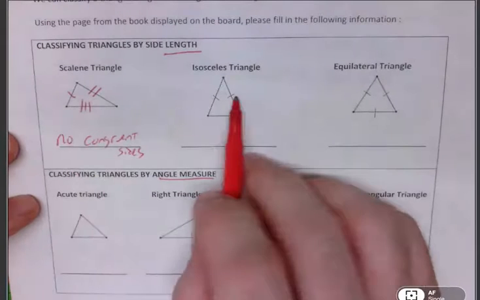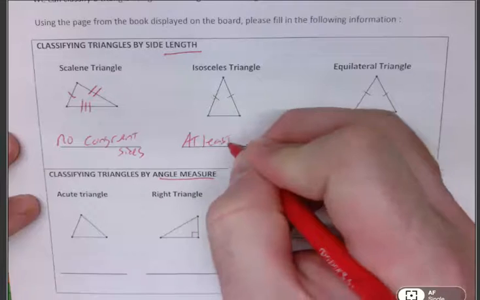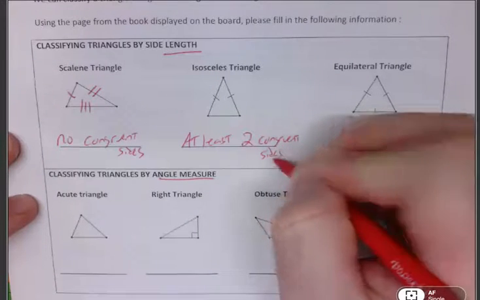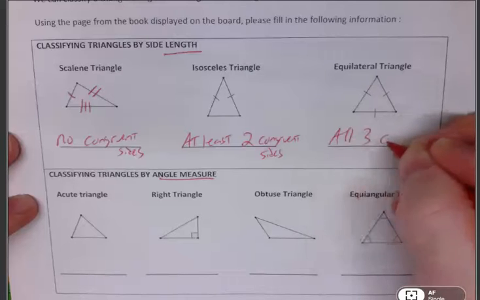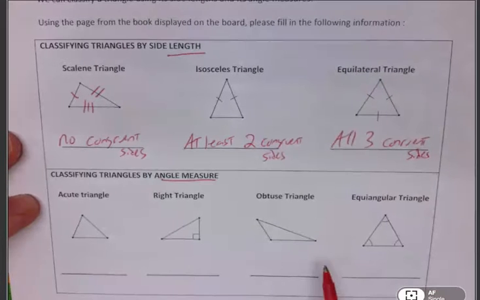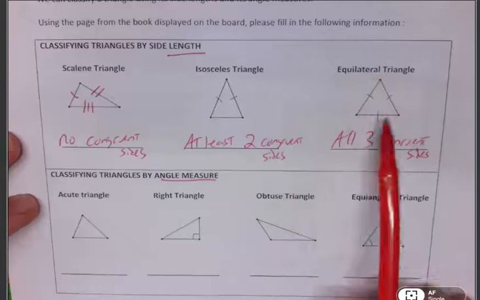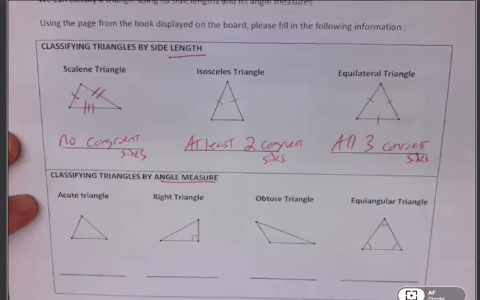Isosceles is when you have at least two congruent sides. And then equilateral is when all three are actually the same, so all three congruent sides. And that's how you classify it by its sides. Technically, an equilateral triangle is also isosceles, but you always try to give the best name for it, the most accurate name, and equilateral is the most accurate.